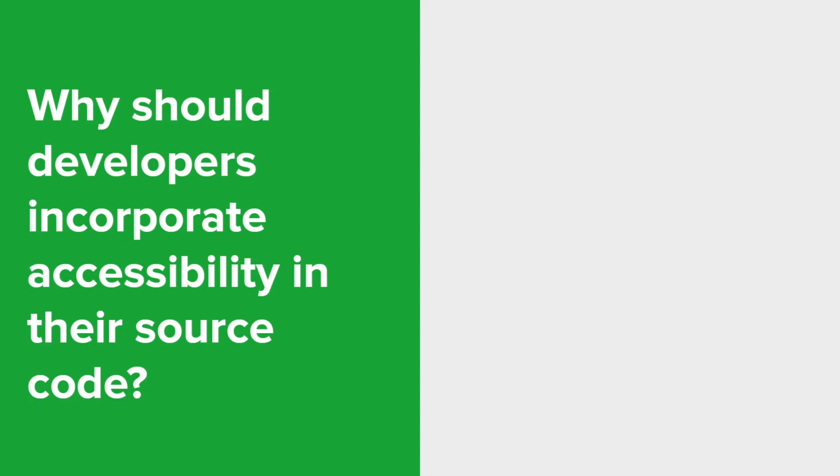So why is it important for developers to incorporate accessibility in their source code? It's crucial for several reasons, one of them being inclusivity and equal access. So by implementing accessibility features, developers ensure that their website or applications can be used by individuals with disabilities like visual impairments, hearing impairments, motor disabilities, and cognitive disabilities as well. It promotes inclusivity, allowing all users to access and interact with digital content on an equal basis.